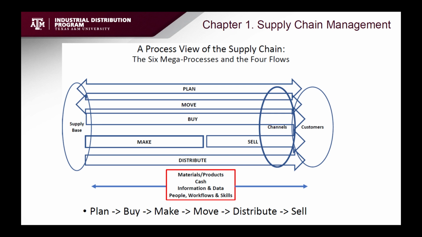And running through all 6, 4 flows: materials and products, cash, information, and data. And this is the one students always forget: people, workflows, and skills. It means a supply chain isn't just trucks and warehouses, it's people, it's institutional knowledge.